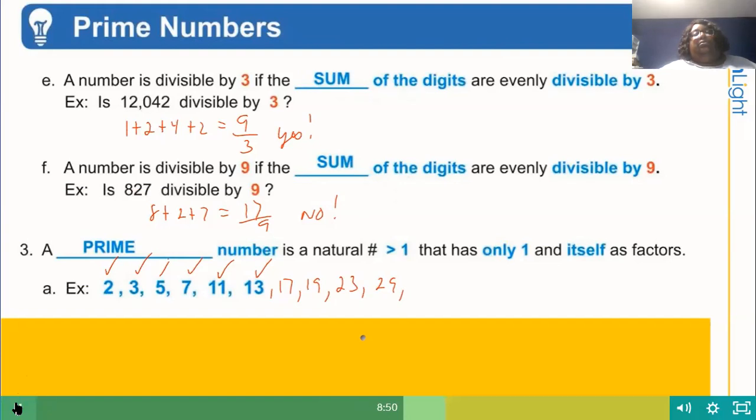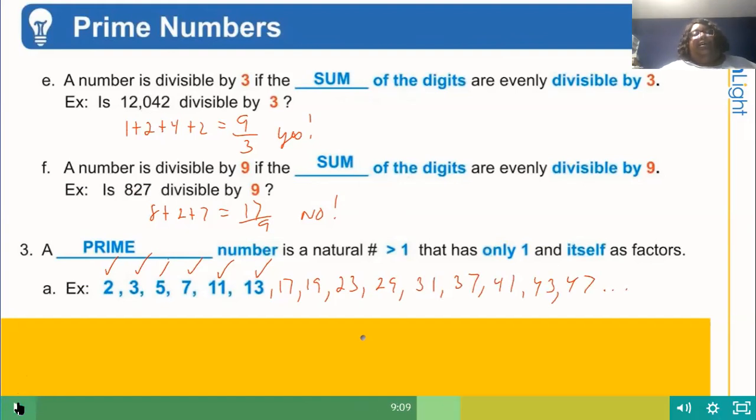Next one, 31, 37, 41, 43, and 47. And then it goes on from there, right? So those are the prime numbers all the way up to 50.